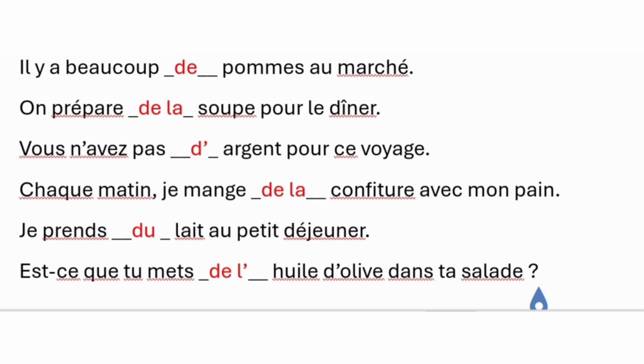Last. Est-ce que tu mets dash huile d'olive dans ta salade? Huile is oil, huile d'olive, olive oil, and it begins with H, which is treated as a vowel in French. H follows all the rules of a vowel in French. Therefore, we will put the l', de l'. That is the case of vowels. Est-ce que tu mets de l'huile d'olive dans ta salade? Do you put some olive oil in your salad?